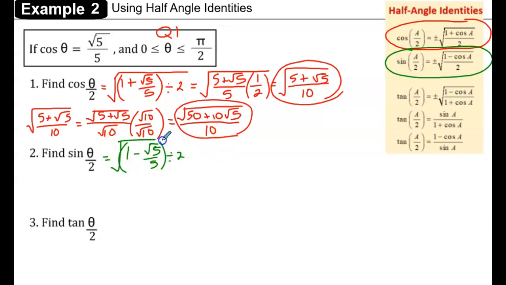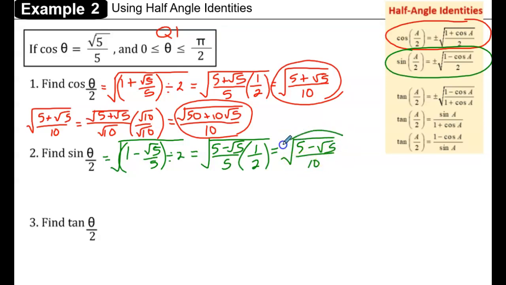Now when we get our common denominator, 5 over 5 minus root 5 over 5 is 5 minus the square root of 5, all divided by 5, and then dividing by 2 is the same as multiplying by 1/2. So in the numerator is 5 minus root 5, and the denominator is 10, and that's all under a square root. That would be our solution if we do not rationalize the denominator.